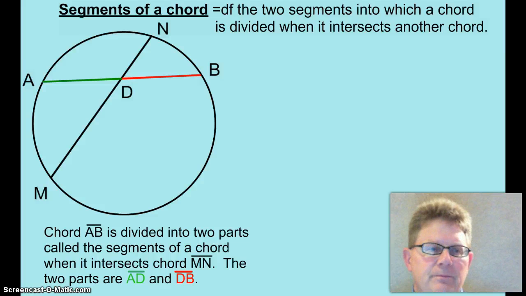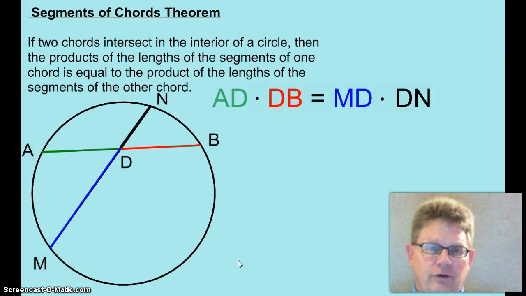I'm moving on. This is how we typically do it. I just introduced some new vocabulary, and what do I do next? Throw a theorem at you. What this says is that if two chords intersect each other inside a circle, the segments of one chord, find their product, and they should equal the product of the two segments of the other chord. So the green part times the red part equals the blue part times the black part. Segments of one multiplied together equal the segments of the other multiplied together.